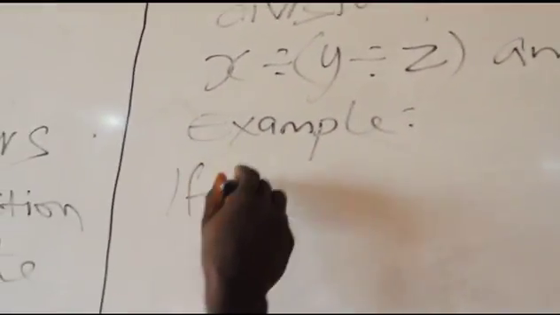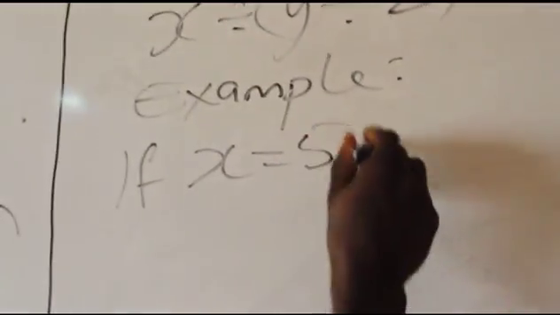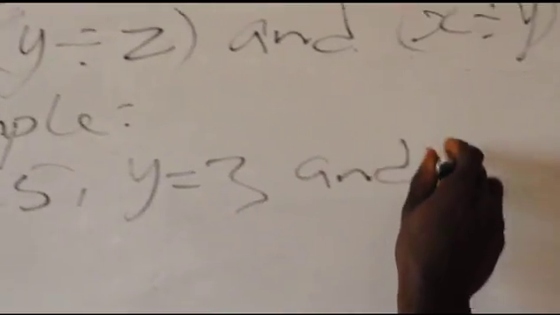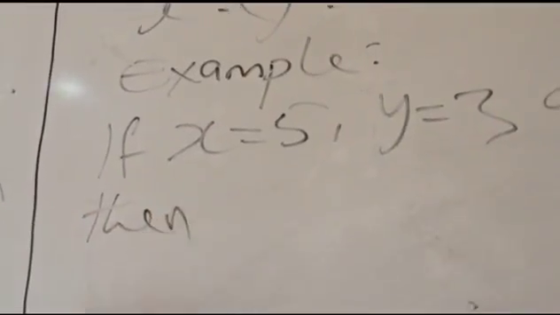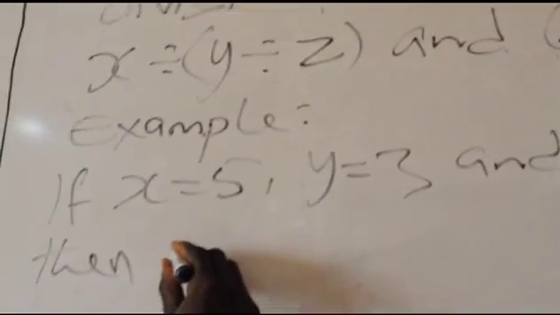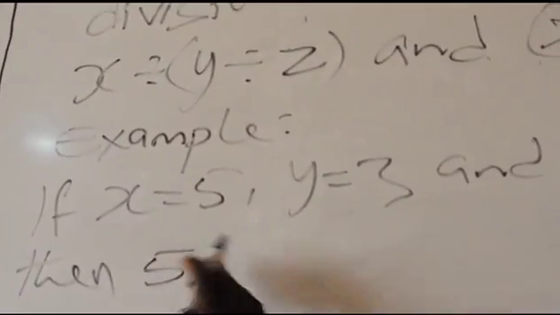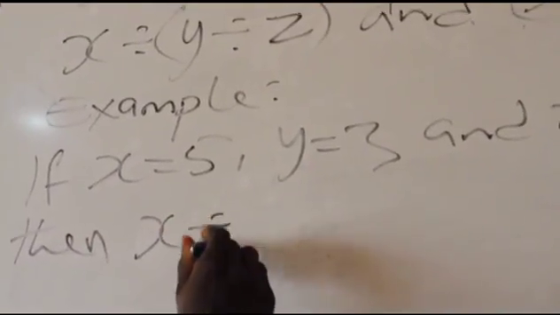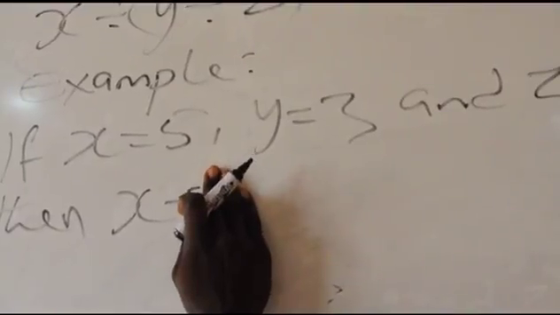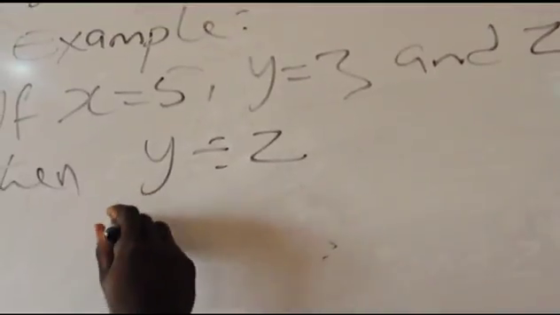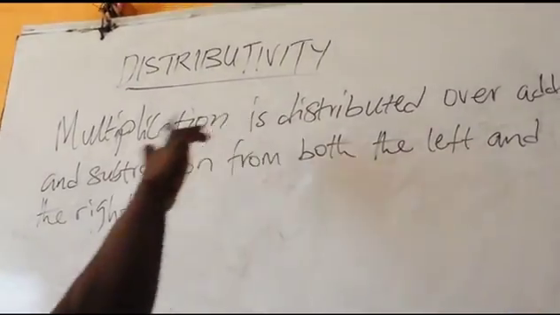If x is equal to 5, y is equal to 3, and z is equal to 2, then, so we are looking at this one. Then 5, first of all, x divided by y, y divided by z. This is distributive.